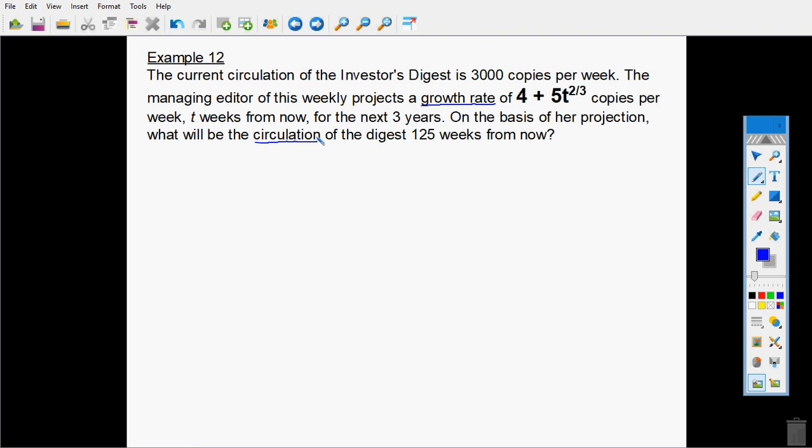So we need to figure out what's the relationship between what we want, which is circulation, versus the growth rate, which is what we're given. So the growth rate will be the derivative of the circulation, right? How fast are my subscribers growing? So that means that my circulation function will be the integral or antiderivative of 4 plus 5t to the 2/3 with respect to t.